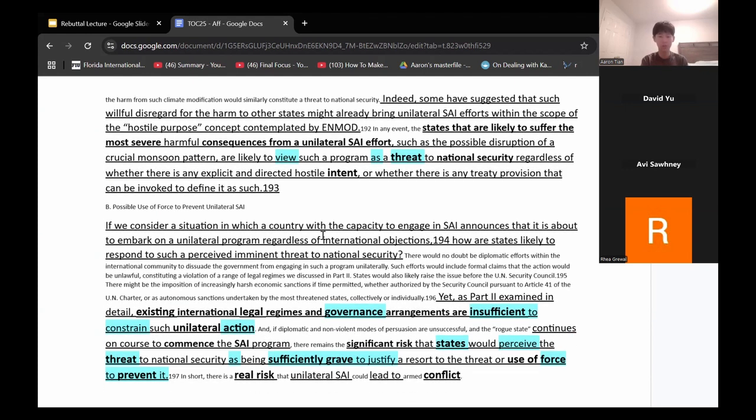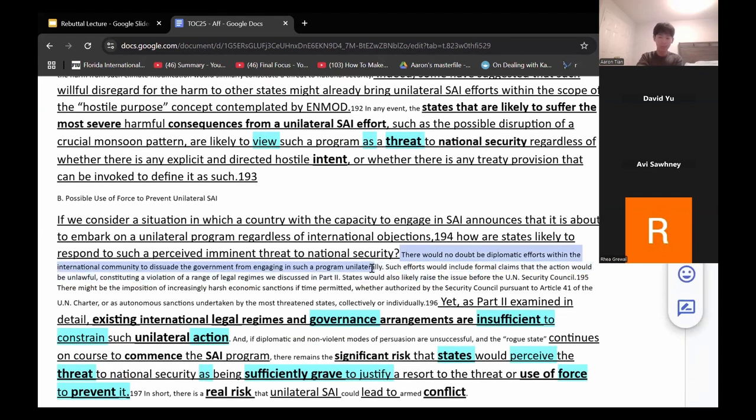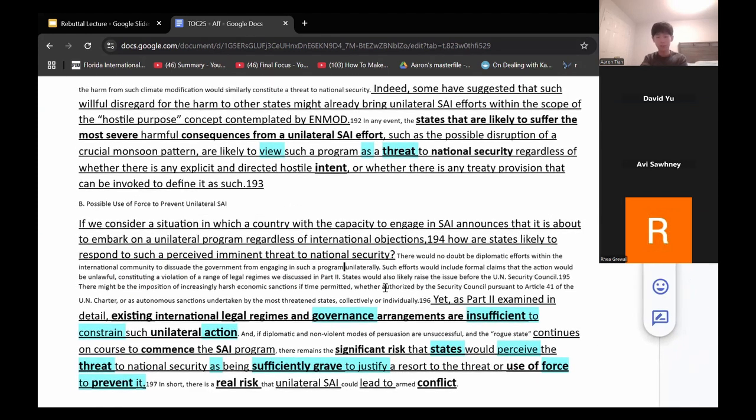So if we just read in between the lines, the parts that talk about perceiving the threat as grave to justify use of force, they also say that there would be no doubt diplomatic efforts within the international community to dissuade the government from engaging in a program unilaterally, and also things like sanctions being imposed, right? So that's one thing, you can just look through the non-highlighted or non-formatted parts of the card, or even just open the hyperlink and read through parts of their evidence.